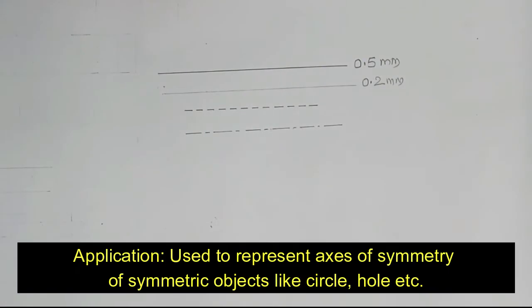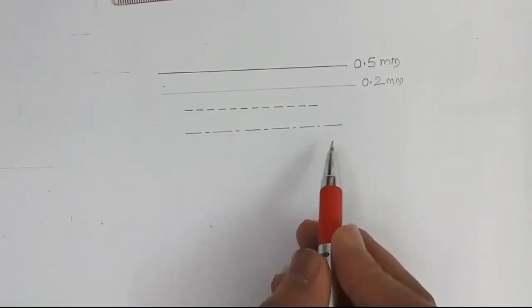Center line is used to represent symmetric objects or the axis of symmetric objects. Whenever we have to represent the axis of any symmetric object like a circle or hole, we use a center line. With the help of the center line, we can draw another line which is called the cutting plane line.